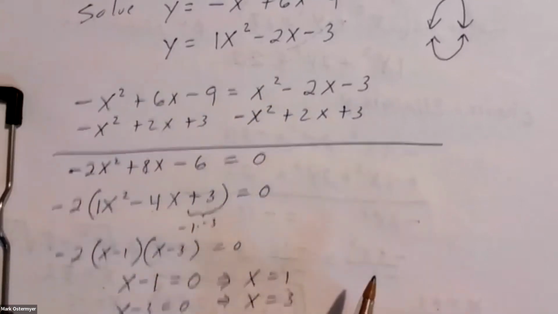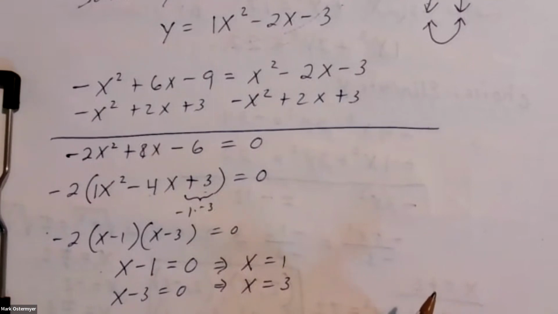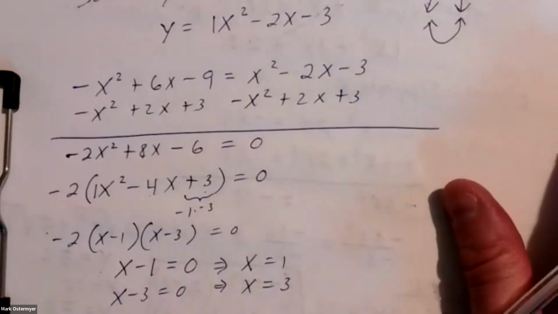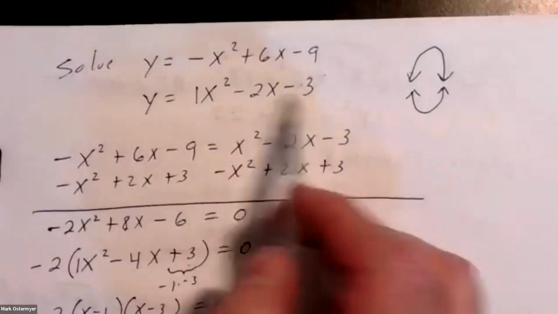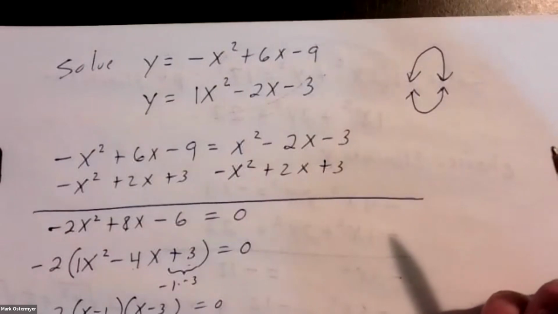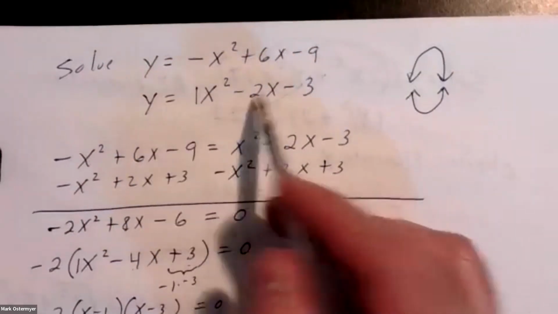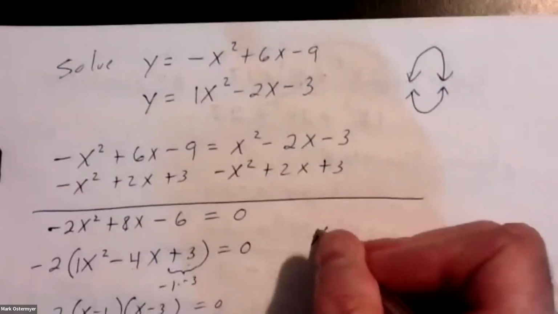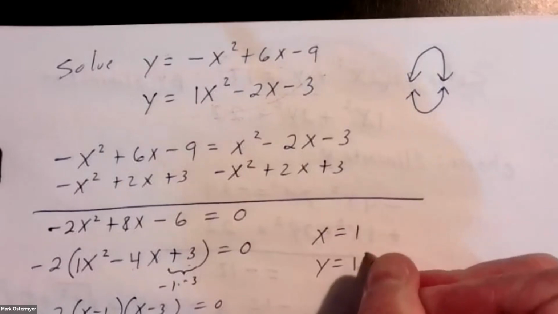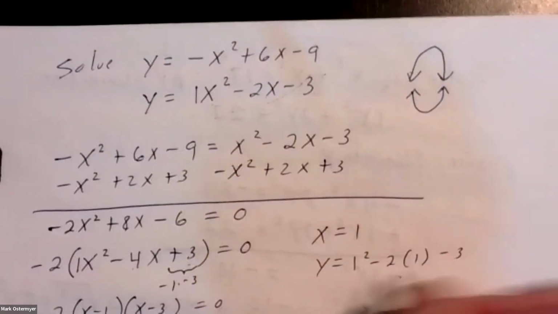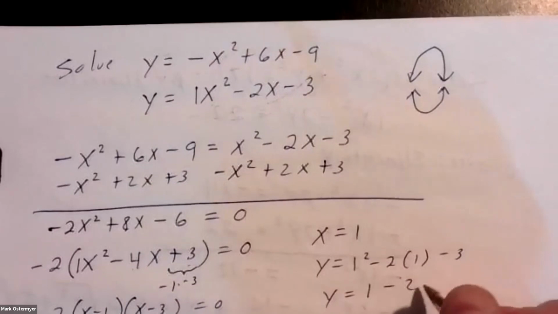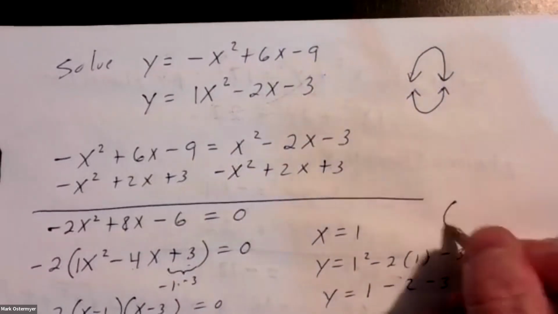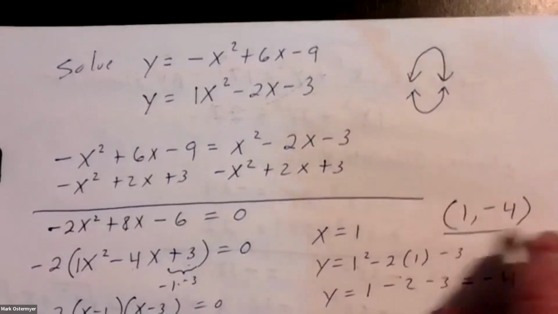Knowing x is 1 and 3, we have to find the corresponding y coordinates. When x equals 1, I am free to choose any one of these equations up here to solve for y. It doesn't matter which one. I'll go with the second equation. When x is 1, I put 1 in here and crank out y. So y is equal to 1 minus 2 minus 3, which is negative 4. Hence, one ordered pair solution is (1, negative 4).